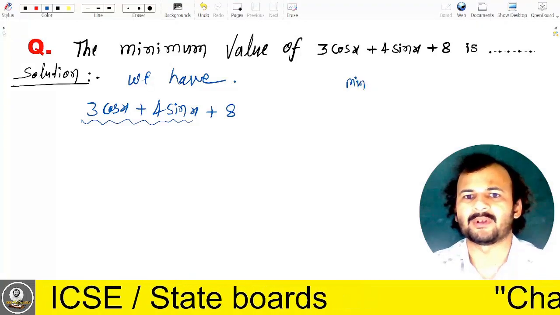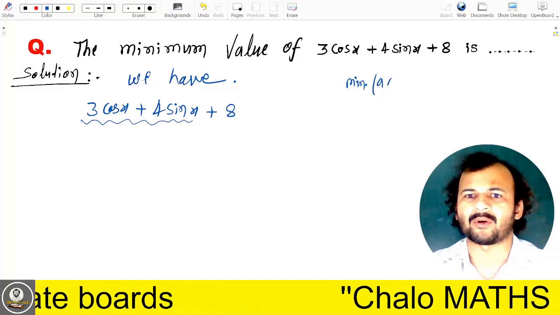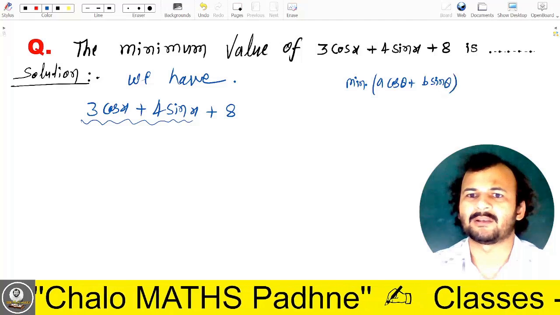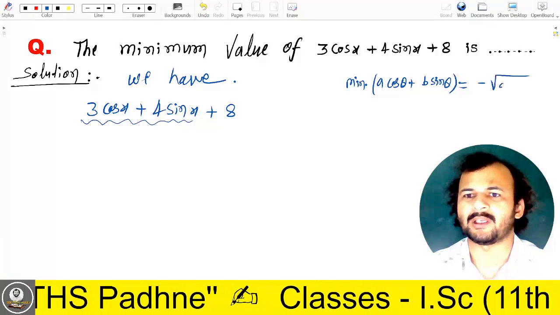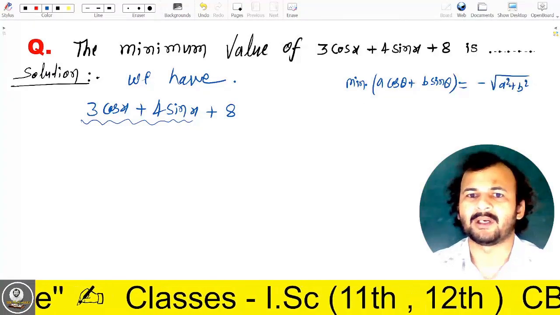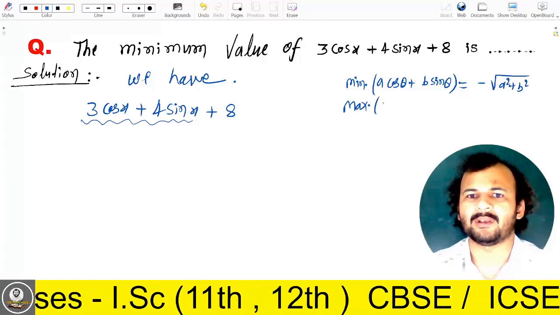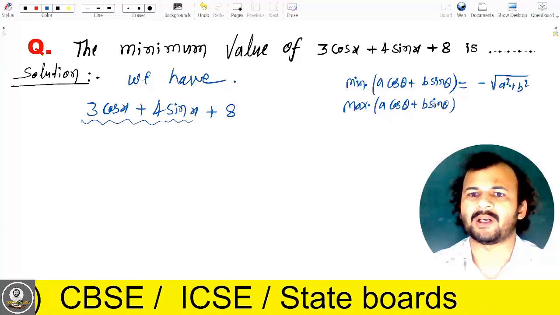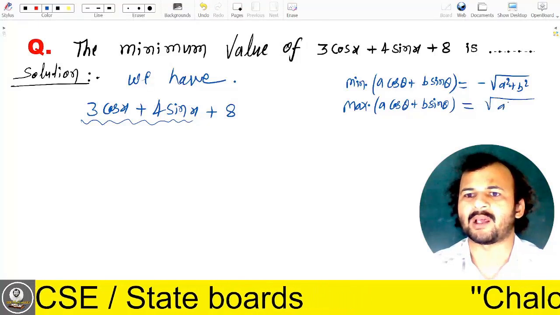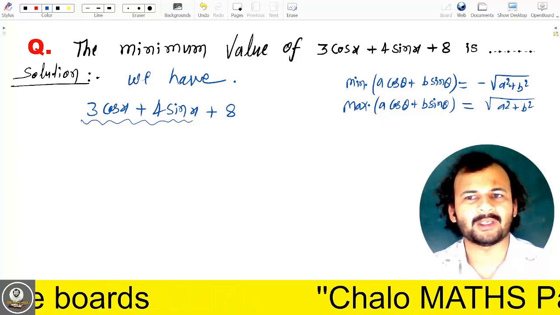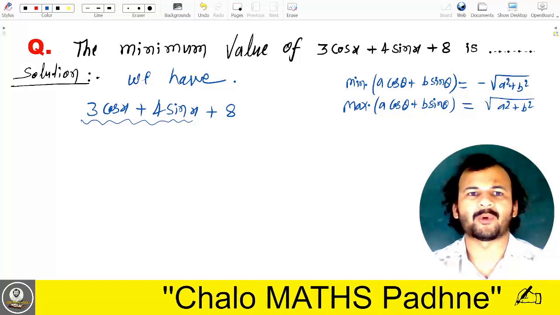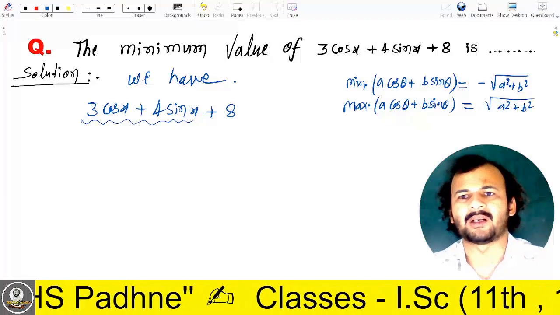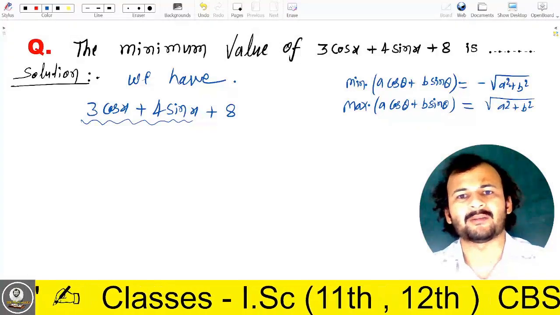a cos theta plus b sin theta is equal to minus under root a square plus b square. And the maximum value of a cos theta plus b sin theta is equal to under root a square plus b square. Okay, it means if we take the positive value of under root a square plus b square, then it is the maximum value of this expression, and if we take its negative value, then we get the minimum value.